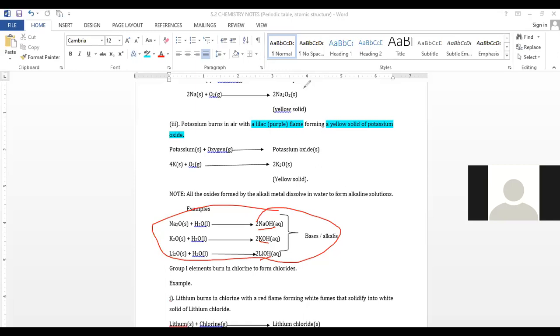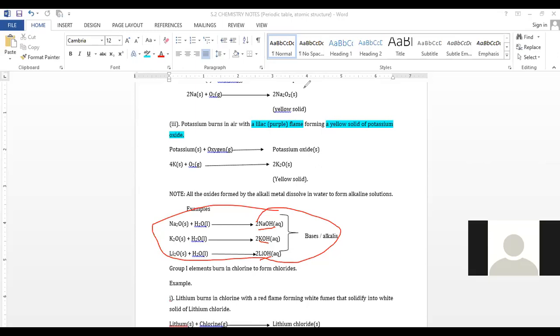Teacher, what does AQ mean? It means aqueous, dissolved in water. That is AQ in full, aqueous, which means dissolved in water. Thank you, teacher.